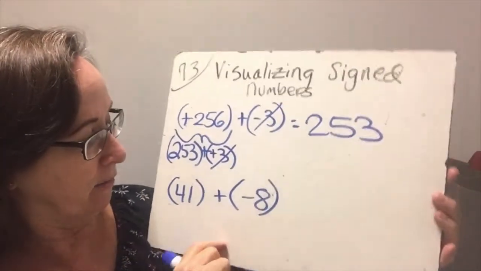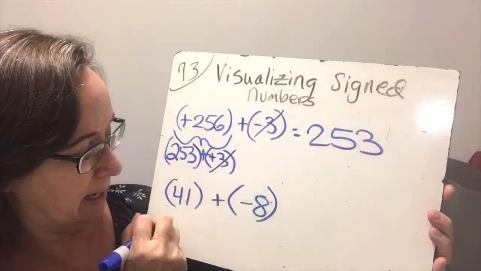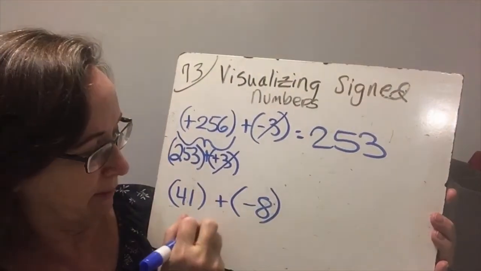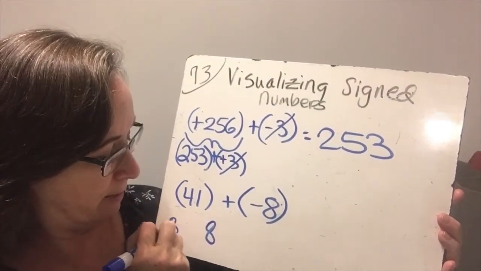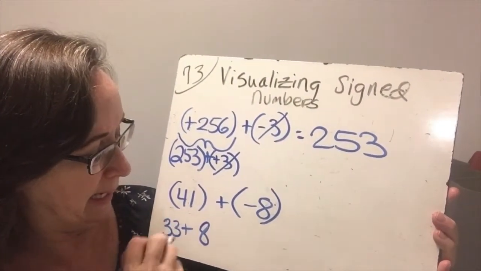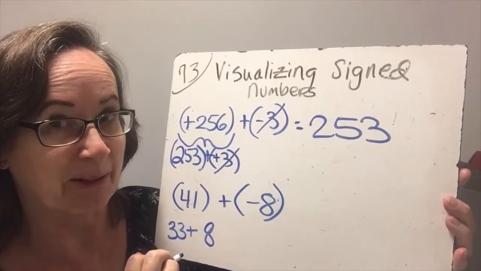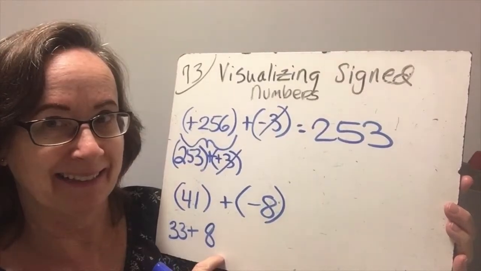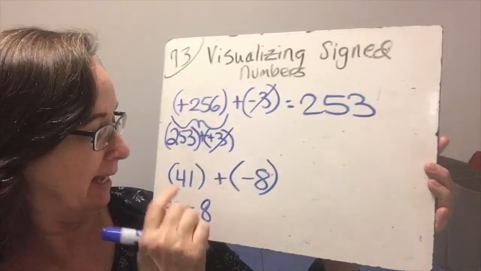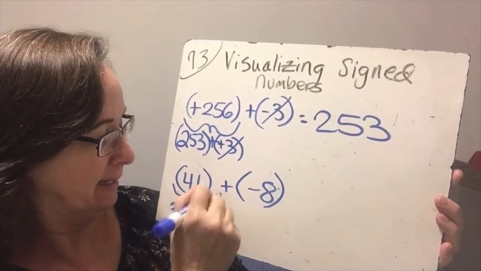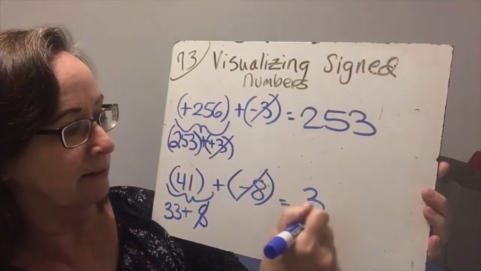Then over here we have opposite signs. So if we break this one up into 8, because we need a positive 8, and 33, 33 plus 8 would be 41. Can you see that what I'm really doing is subtracting the 8 from the 41 to get this other number? Since the positive 8 and the negative 8 cancel, all we're left with is 33.